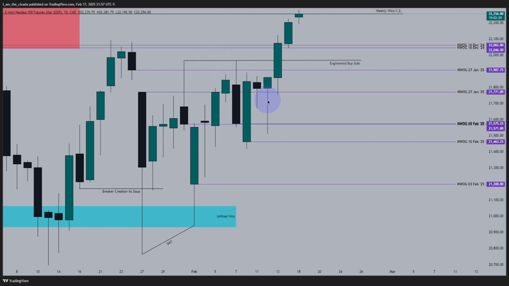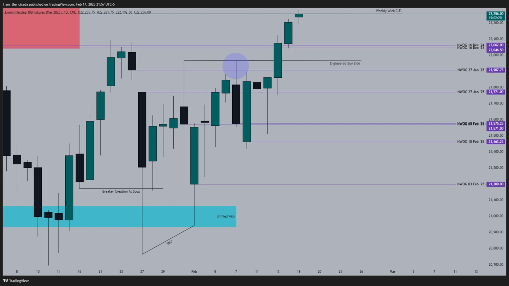I started to see that, oh okay, I see what's happening here. Buy side is being engineered at these very relatively equal highs as support and resistance traders are shorting this high here. There's lots of liquidity, lots of stop losses at this high. Price is likely to go towards this high just because there is more liquidity there.